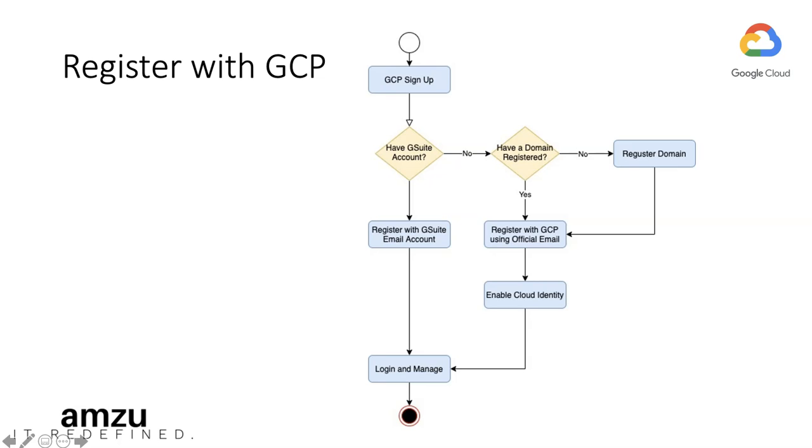So the moment you have an email ID, either your G Suite ID or your own corporate email ID, you can go ahead and start registration with GCP. You can register with G Suite, and you can also register with GCP using your official email. Then you log in and manage your Google Cloud account. That's as simple as that.